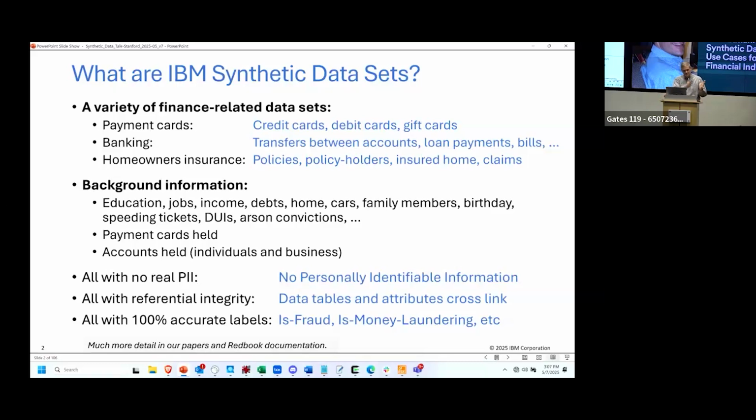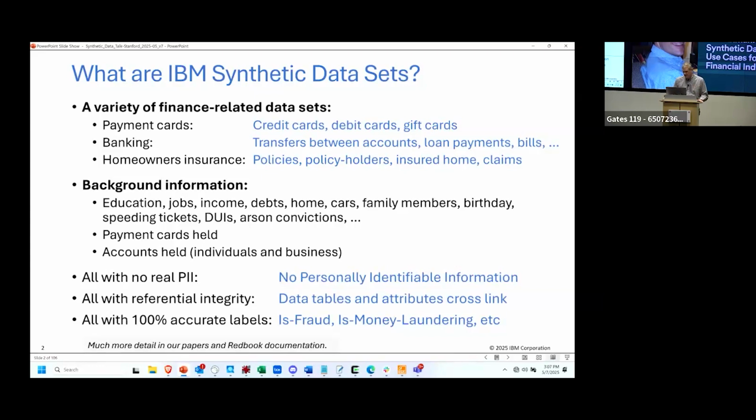And so you can say, oh, this person's credit card transactions look interesting. What are they doing with their insurance? Referential integrity says that you can cross-link and look at things, slice and dice basically in whatever way is most important to you as someone using the data. And this is all done finally with 100% accurate labels.